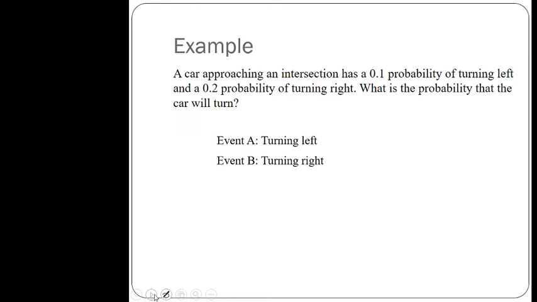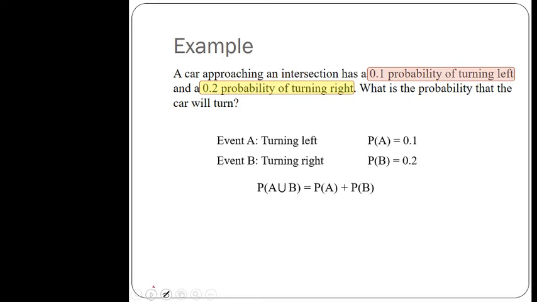So to figure out the probability that the car will turn, that's the probability of A or B happening, or probability of A union B. So we just figure out their individual probabilities and add them together, and they're already given to us. So we just add up those probabilities, and the probability the car will turn then is 0.3.